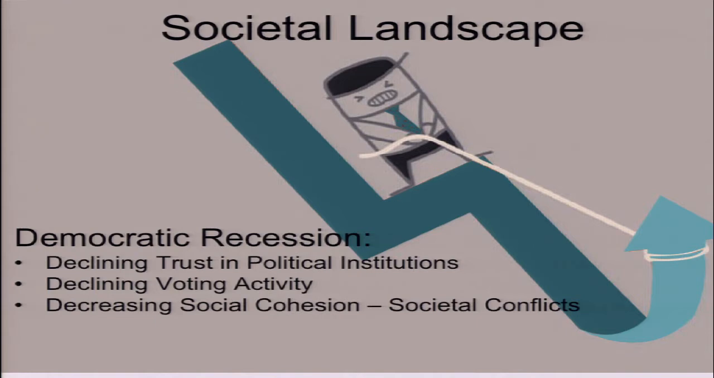Also, there is a declining trust in political institutions, unfortunately, and also there is decreasing social cohesion all over the Western society. So it has been stated that we are actually in the middle of a democratic recession. That's a term that has been used by our colleague Larry Diamond at Stanford University.